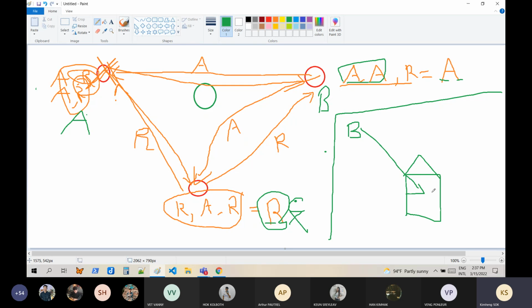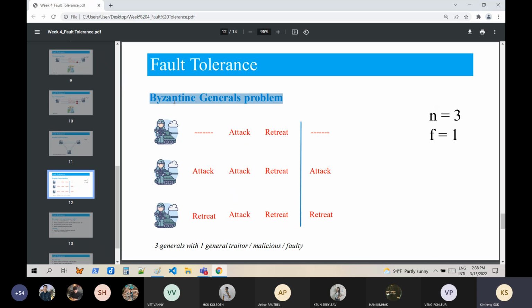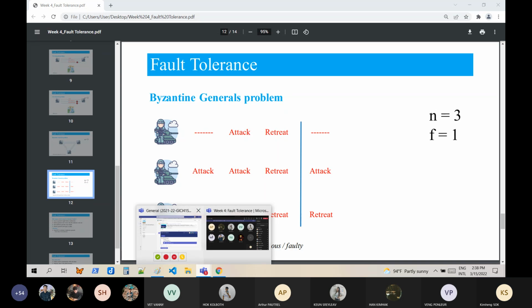So when B goes alone, this empire kills B. Okay, so now B is killed. This one is malicious, and this one is a retreat. So the system does not make an agreement. That's why we call it the Byzantine general problem. So when there are 3 computers, and if one computer among the 3 is not good, the system will not make an agreement. Okay, understand?